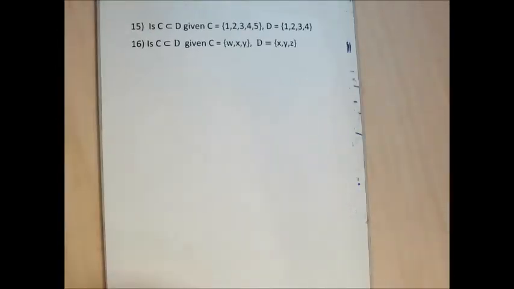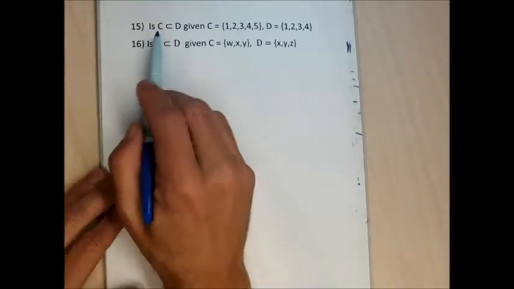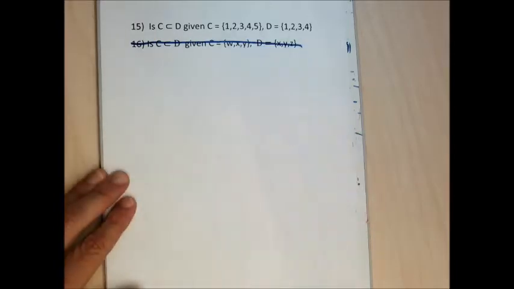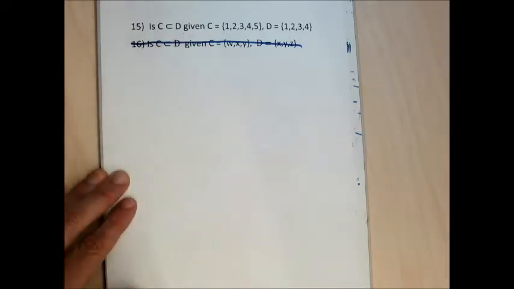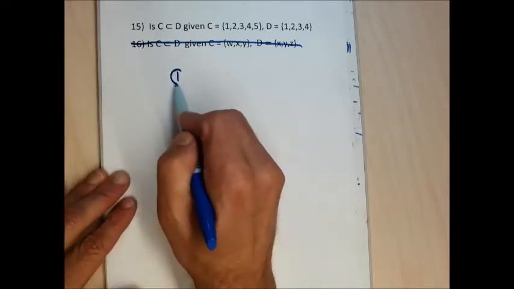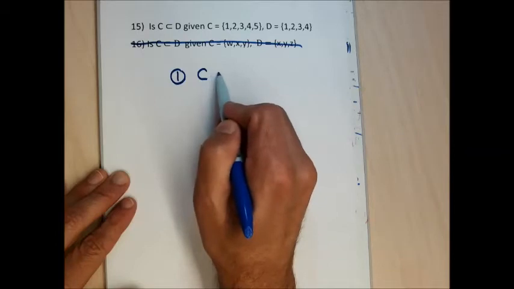Let me do 15 as opposed to 16. So let me skip 16 and do 15. So is C a proper subset of D? I need 3 rules to be satisfied. First rule, C needs to be a set.